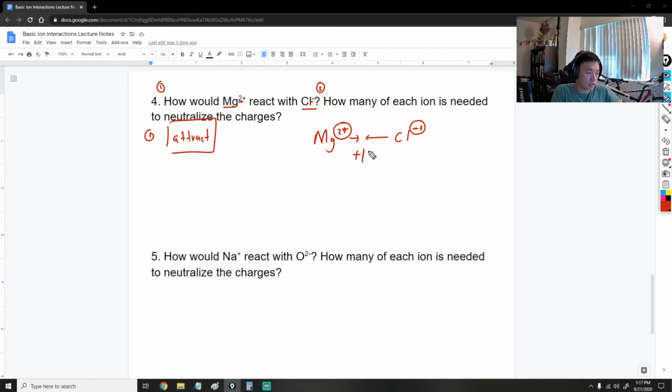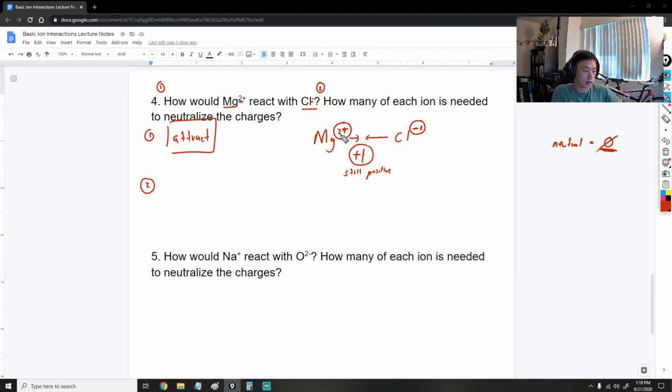Now, is positive 1 going to make the atoms happy? No, right? Because it's not 0. It's still positive. So this isn't good because the atoms are still unhappy. They want to get to neutral. They want to be neutral, which means they want to be 0. They want to zero out their charges. So the second part of the question is asking us, how many of each ion is needed to neutralize the charges?